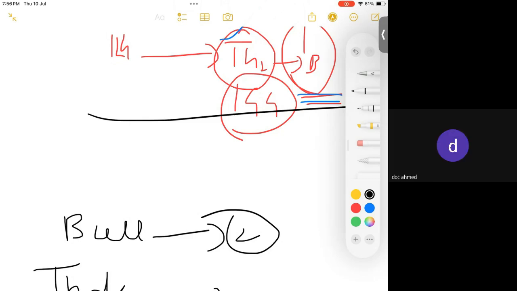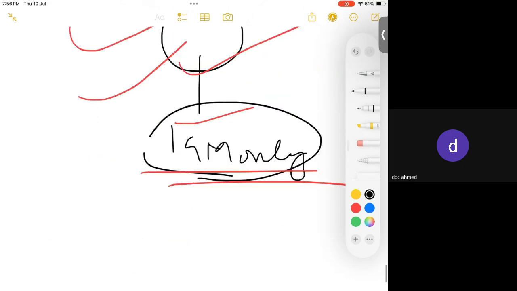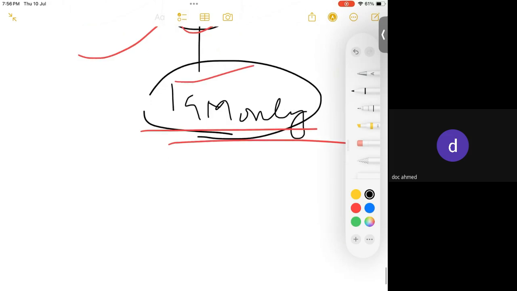Okay, so immunology itself is really interesting if you are connecting the concepts. You're connecting, it's really interesting. And you don't have to memorize it. It's going to be really interesting if you understand.